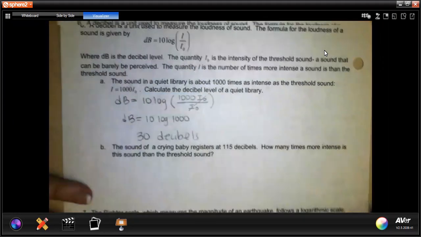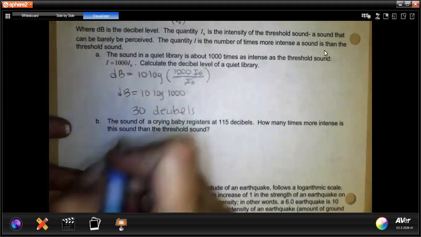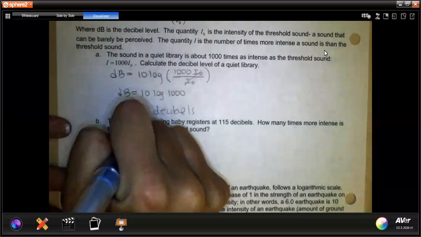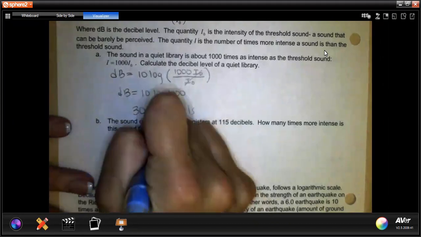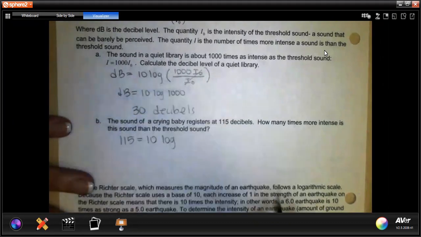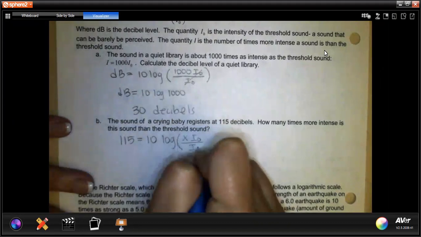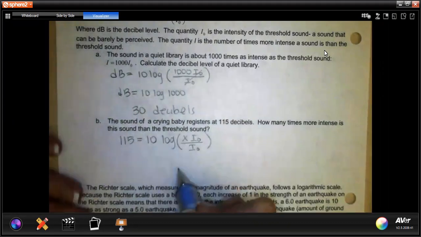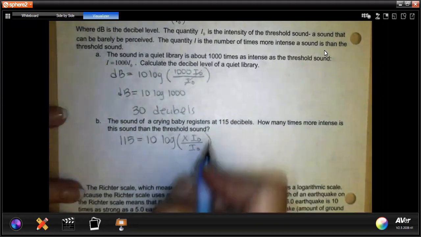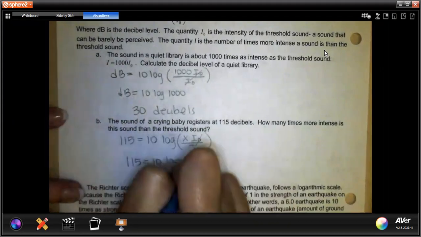Part B says the sound of a crying baby registers at 115 decibels. How many times more intense is the sound than the threshold sound? So in this case, they're giving us the decibels, so I'm going to plug that in for the left side of the equation, the dB. Then I get 10 times the log, and I'm looking for how many times, so that's x times I naught over I naught, because it says how many times more intense. So how many times the intensity of the initial one. This cancels, and so we get 115 equals 10 times the log of x.